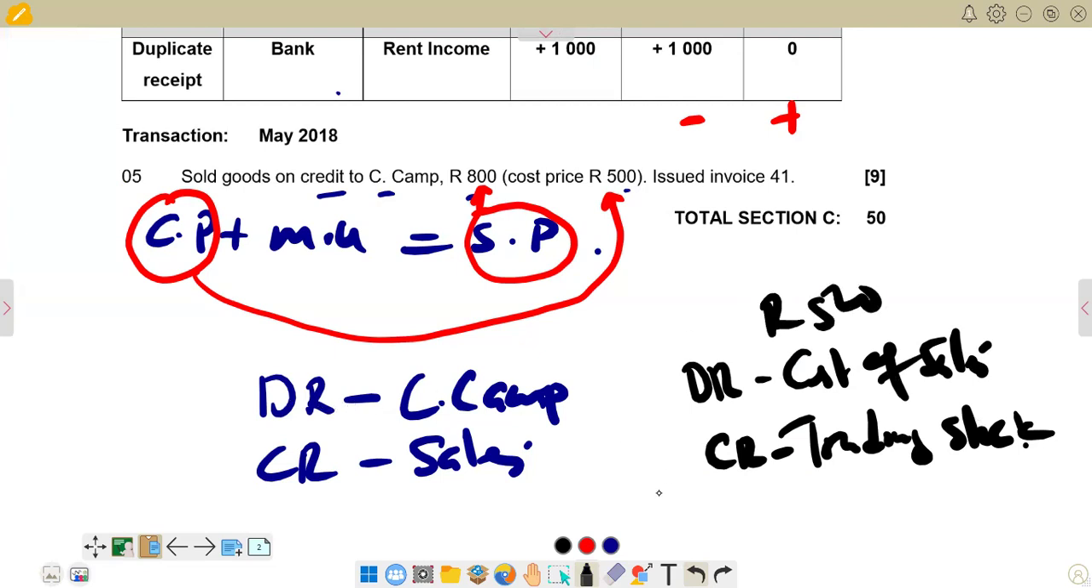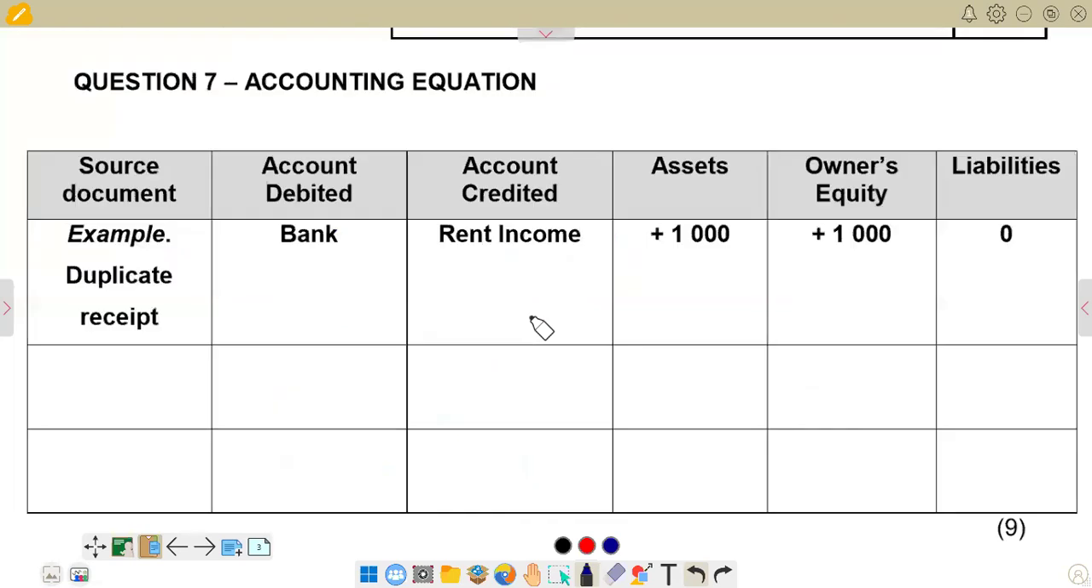On the other hand, we have debiting a CCAM and crediting sales. We are using the selling price, which is our 800 rand. So this is what we are going to enter there, and then we can identify which elements of the account equation are being affected. So you come here now to the other section, and you see that these goods are being sold on credit.